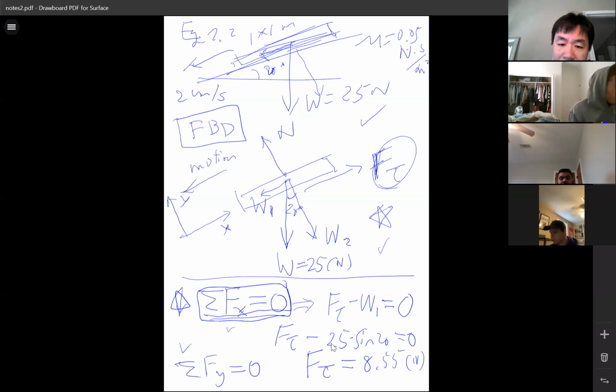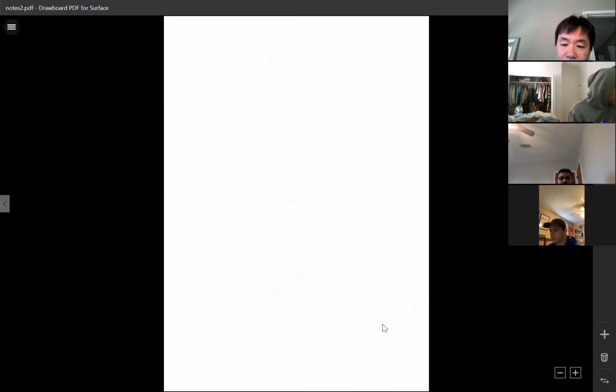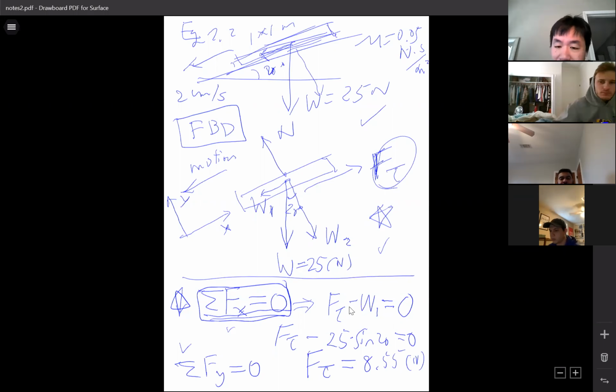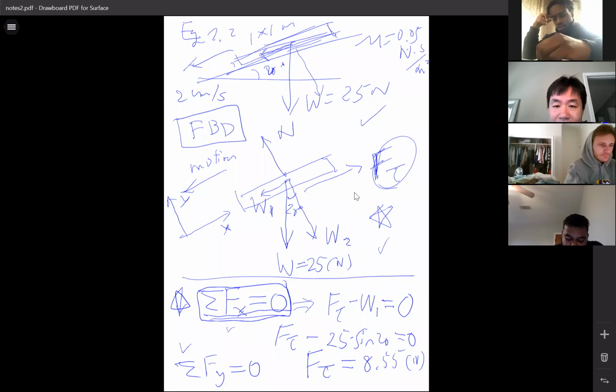Then after you get the equation expanded, it's easy. In this case, the x direction force balance, right? Then F tau equals W1. Because we can calculate W1, we should be able to calculate the shear force, F tau. We ended there last time.